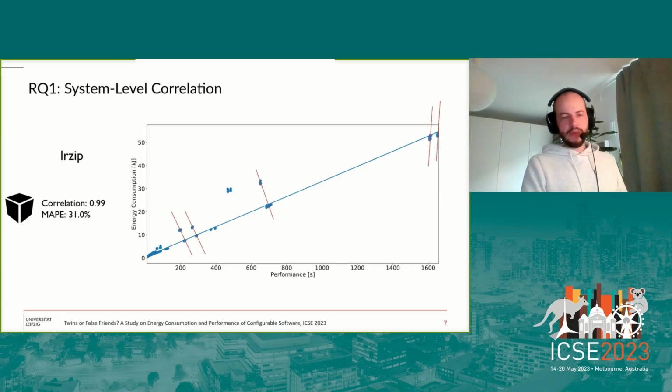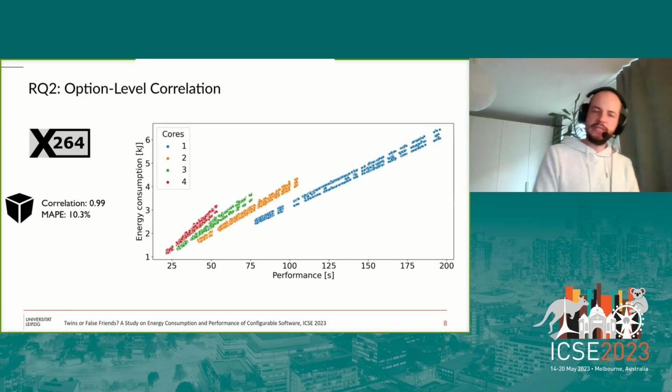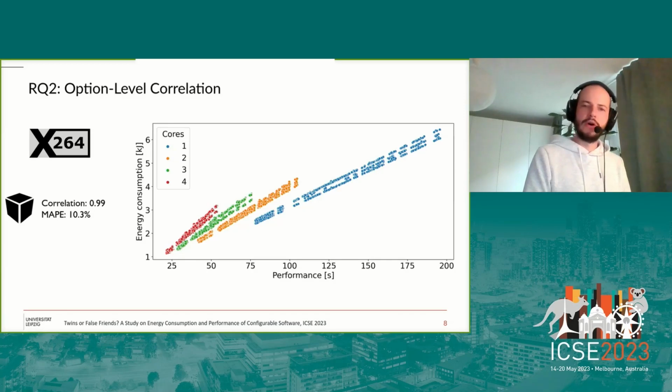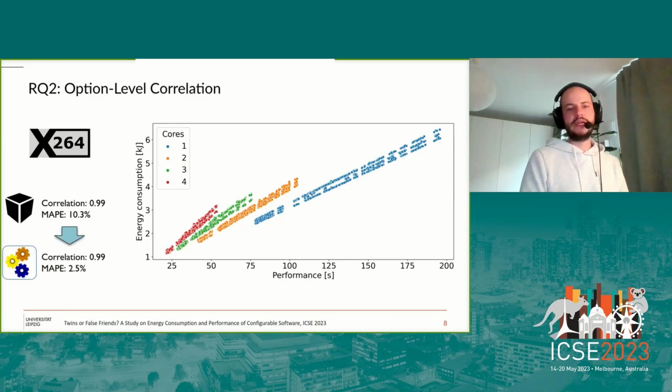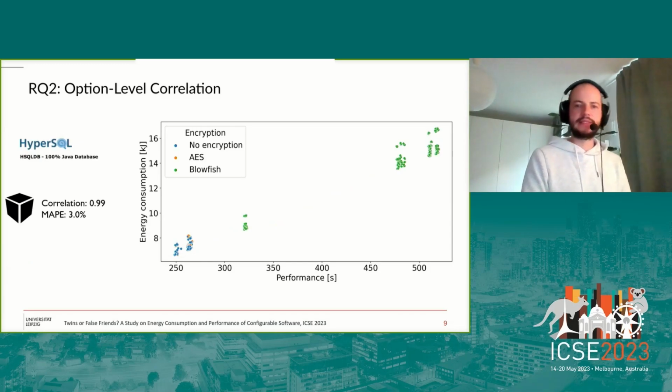Okay. But if we model this in a simple linear model, then we might encounter a relatively high mean percentage error. In the second case, we see, okay, if we introduce configuration knowledge, for example, a configuration option called cores, and we have four different values, and we can identify subspaces of these configurations, then we see that the correlation greatly improves. And if we then learn a model for each subgroup, then also the percentage error decreases.